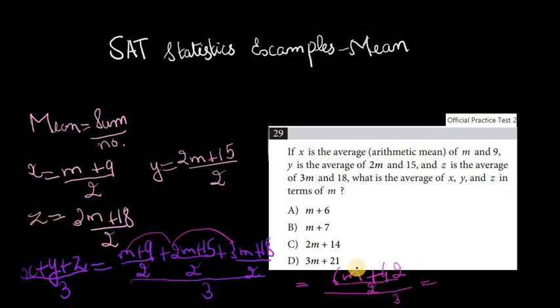And if you know your fractions, you know that this would just be equal to 6m plus 42 divided by 6, because I'm first dividing this number 6m plus 42 by 2, and then I'm dividing it by 3, which is the same as dividing it by 6. So I can simplify this by dividing each of these terms by 6. So 6m divided by 6 will be m, plus 42 divided by 6 would be 7. So my answer would be B, m plus 7.